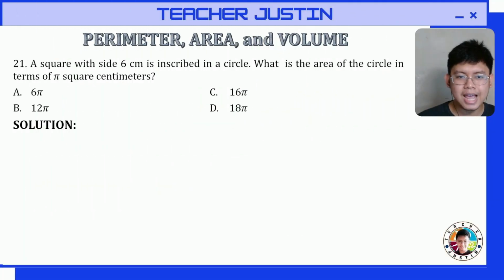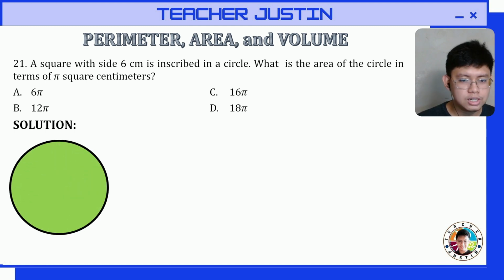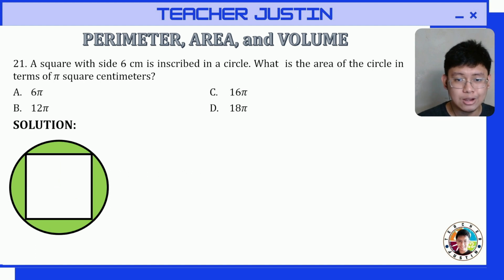Okay, let's have this item. A square with the side 6 centimeters is inscribed in a circle. What is the area of the circle in terms of pi squared centimeters? So, bago natin sagutan to, illustrate muna natin yung square inscribed in a circle. So, pag na-encounter natin yung word na inscribed, okay, yung square daw natin nasa loob ng circle. So, pag tinrawing natin yung ating figure, meron tayong circle, tapos yung square nasa loob.